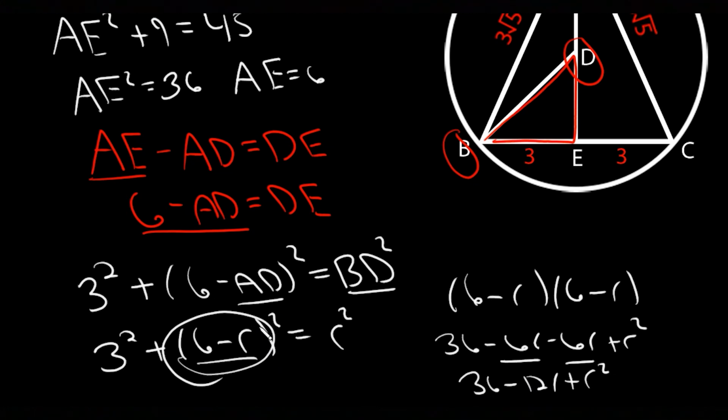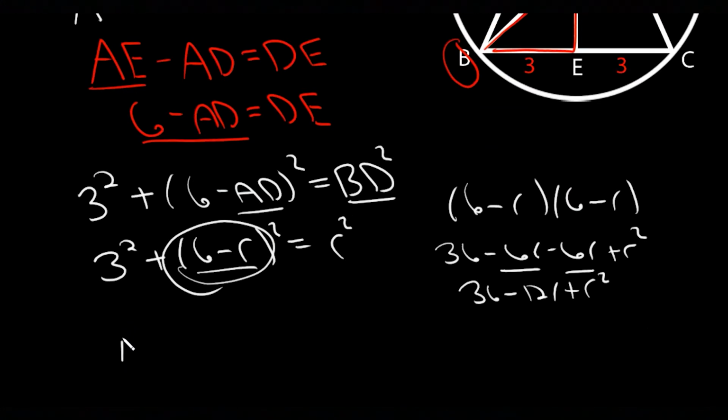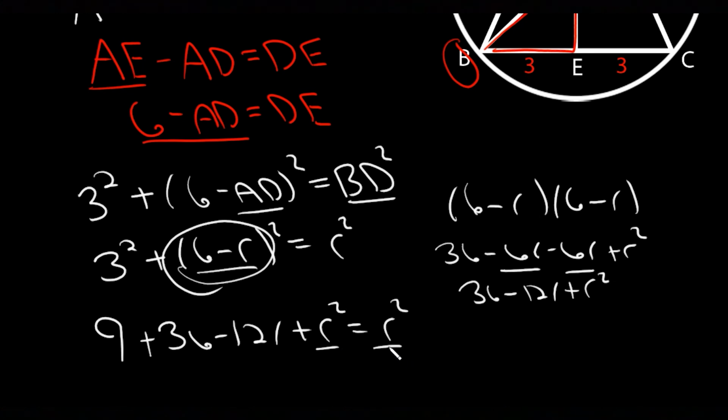So scrolling down, we have 3 squared, which we know is 9. And then this whole part here, plus 36 minus 12r plus r squared, right? And then equal to r squared. So look what's going to happen here. I have the same term on both the left-hand side and the right-hand side of the equal sign. Whenever that happens, they will essentially cancel out, right? So these are gone, okay? And now I'm left with 9 plus 36. That will give me 45. So I get 45 minus 12r equal to 0, okay?